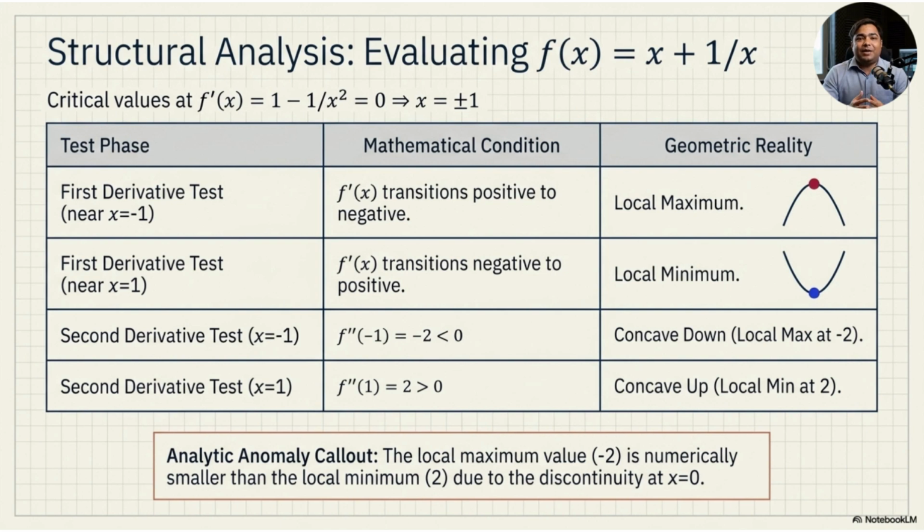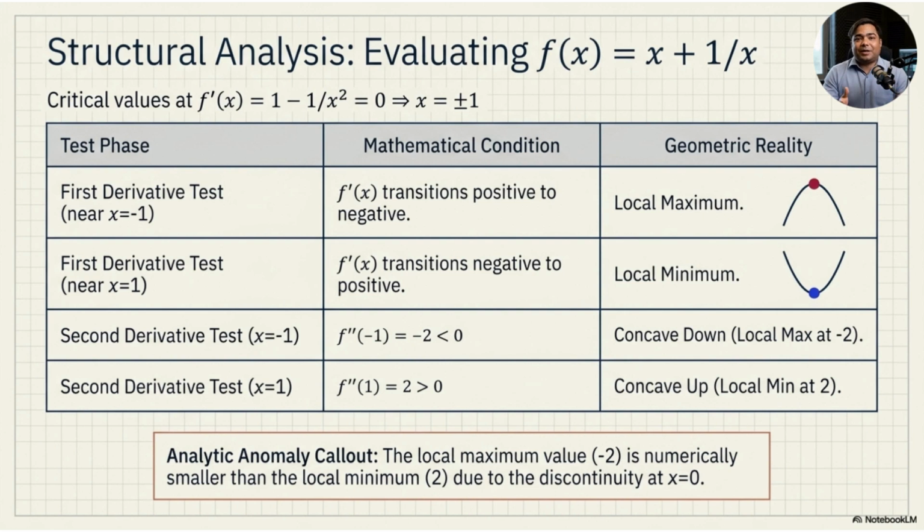Now we analyze what happens near these points. Near x equals negative 1, the first derivative changes from positive to negative. When the first derivative changes from positive to negative, the graph goes upward first and then downward. This means we have a local maximum. So at x equals negative 1, the function has a local maximum. When we substitute negative 1 into the function, we get negative 1 plus negative 1, which equals negative 2. Therefore, the local maximum value is negative 2.